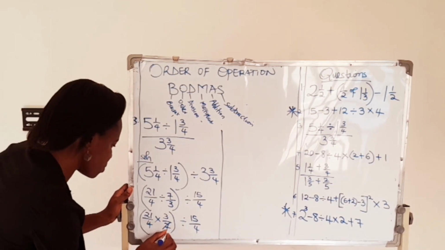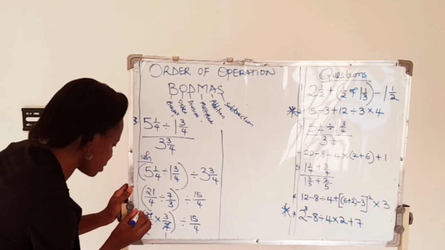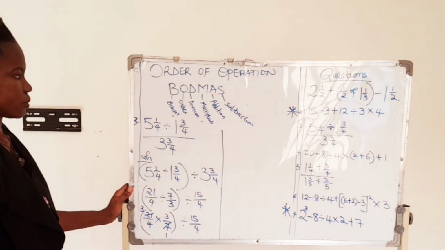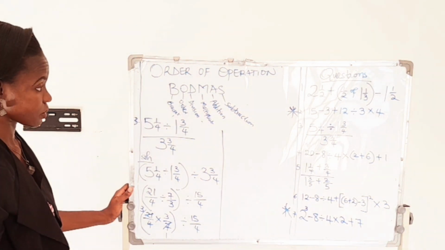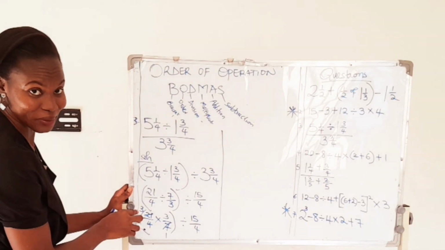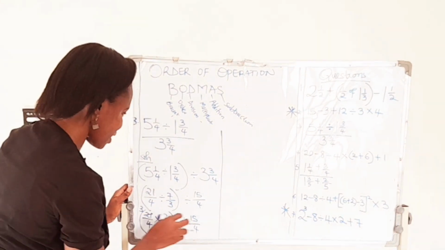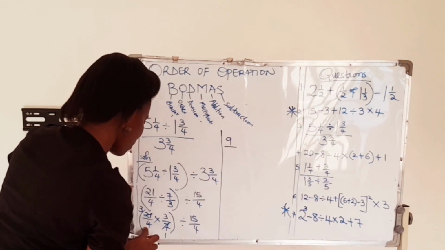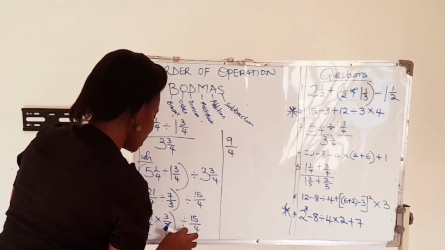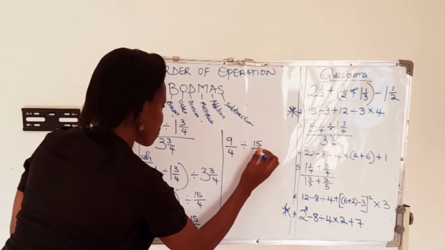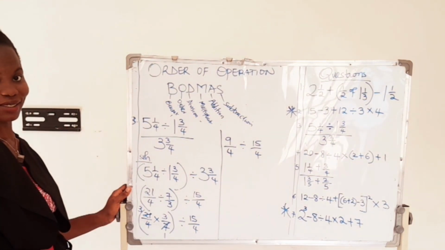Okay, 7 will go here, 1, 7 will go here. So 7 divided into 21 will give me 3. Alright, so we multiply out. 3 times 3 gives me 9 over 4 times 1 is 4, divided by 15 over 4. I hope it's making sense.